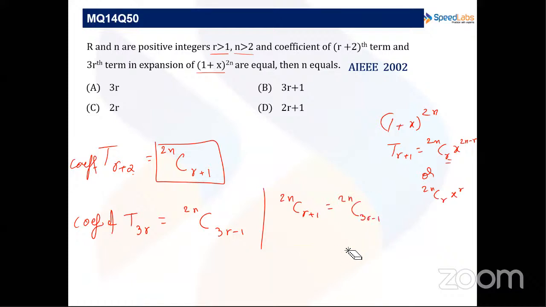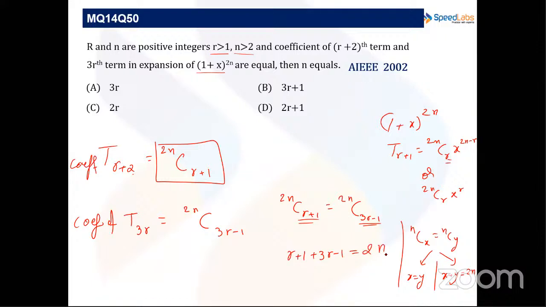So we know that if nCx is equal to nCy, then it implies that either x equals y or x plus y is equal to n. So here x plus y equals 2n, that is r + 1 + 3r - 1 is equal to 2n. So this will be 4r equals 2n. We need to find the value of n, so n will be equal to 2r. So the correct option is option number C.